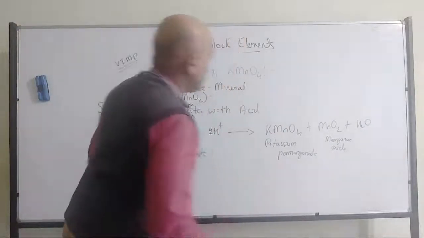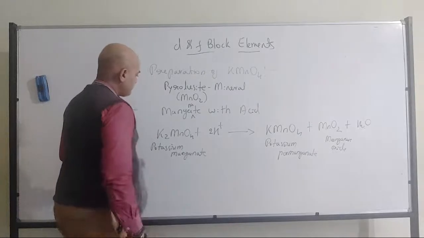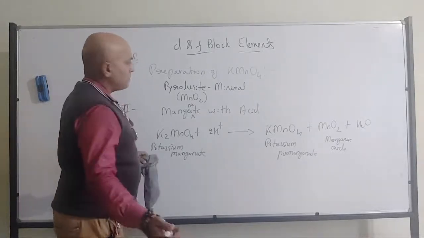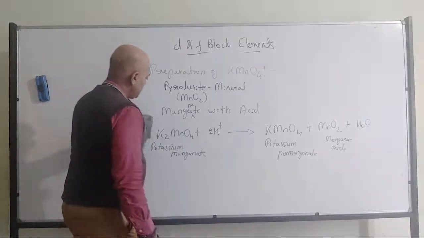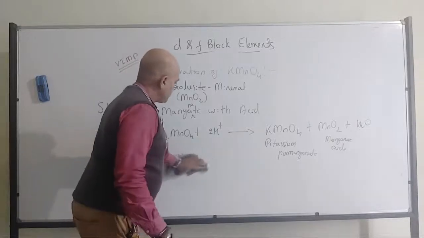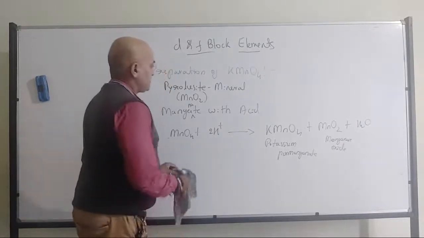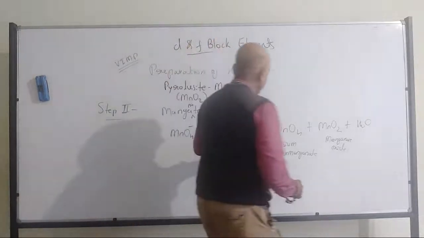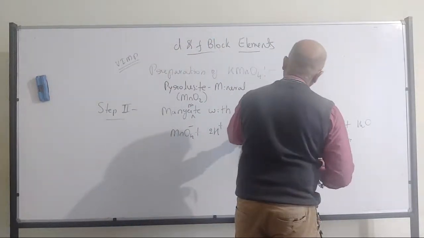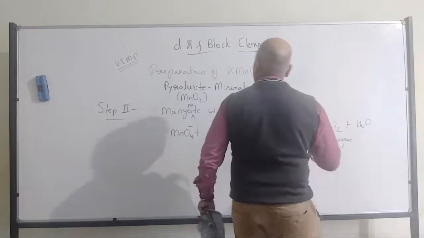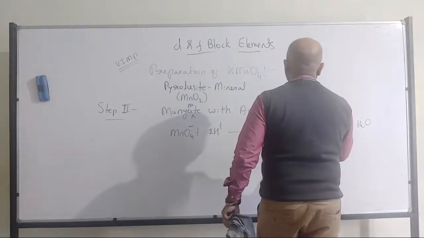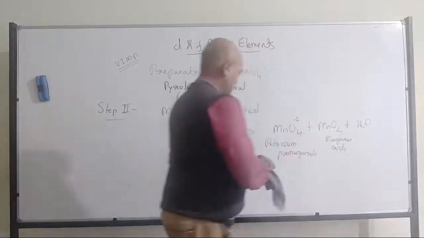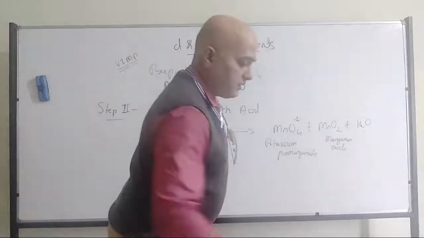Or we'll go with the ionic equation. We will do it with the ionic equation, you can see, because as a molecule it's not possible. Anyway, H plus is there, so we'll go with the ionic equation. MnO4 2 minus. Okay.